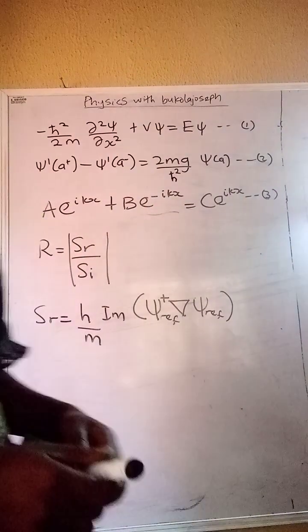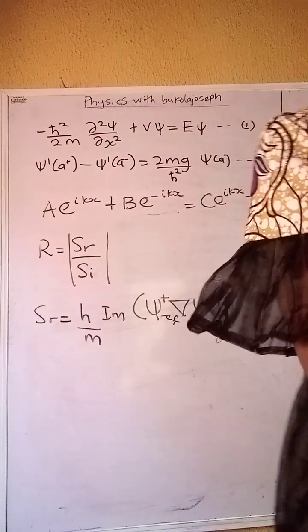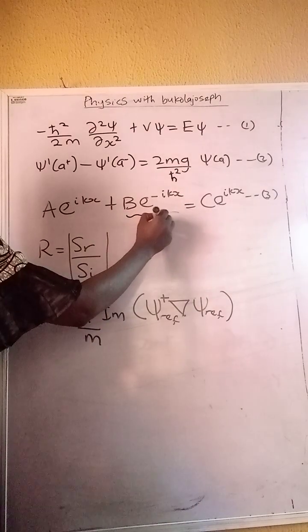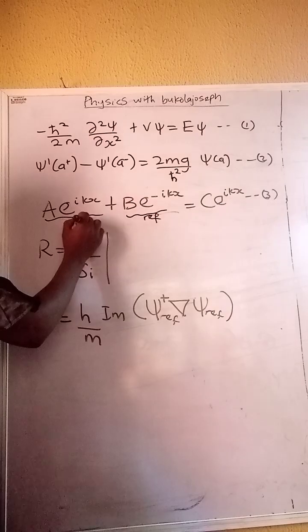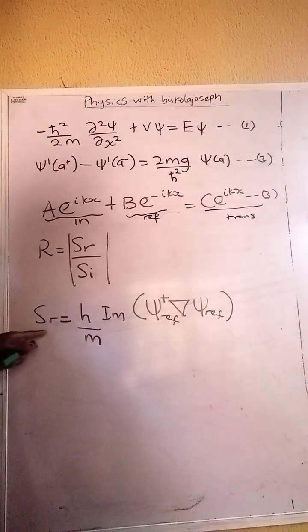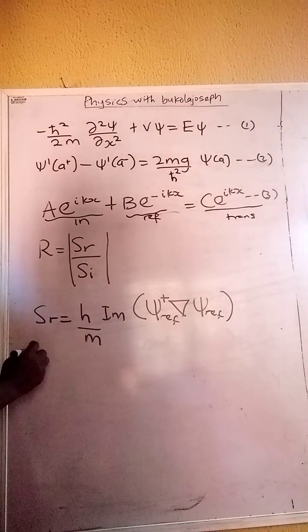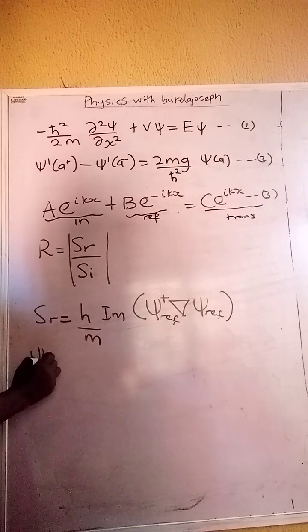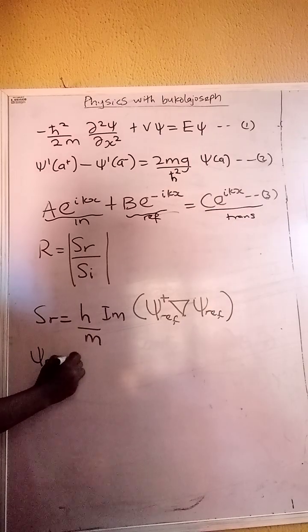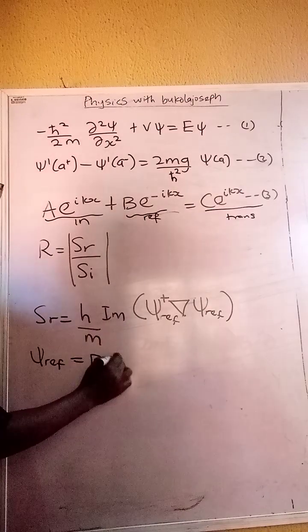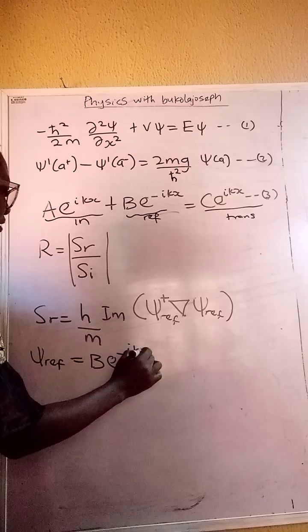I told you this is reflection, if you still remember what I said before. This is reflection, this is the incident, and this is the transmitted. Okay, so now what is our psi? Let's start with the one without the conjugate. Psi R is simply equal to B exponential minus IKX, right?